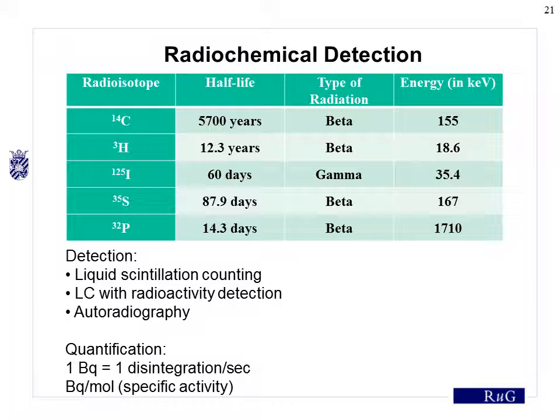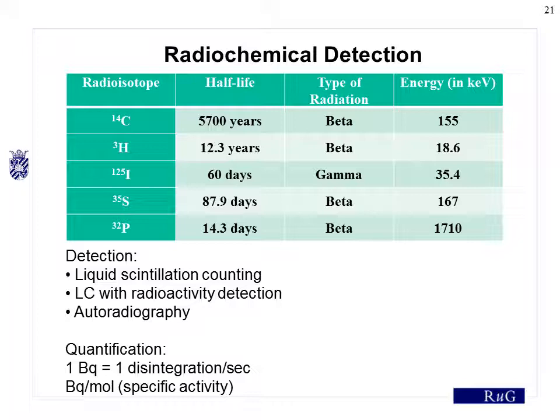Sulfur-35 and phosphorus-32 are somewhere in between. They do not have such a long half-life, thus they emit quite a lot of energy over time. They are beta emitters and can be detected with a Geiger counter. Detection in an assay can be done with liquid scintillation counting.